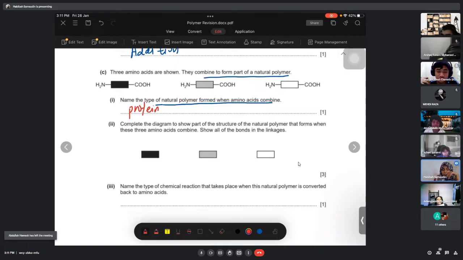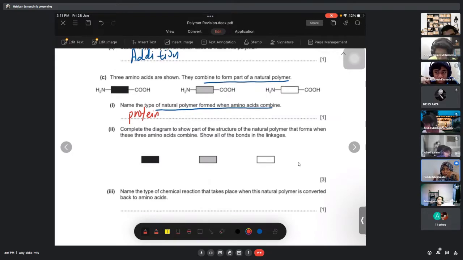And complete the diagram to show the part of the structure of the natural polymer that forms when three amino acids combine. Show all the bonds in the linkage. So in the black box we have C double bond O, and then here you cannot have C double bond, mistake, N. Then you have NH, then NH bonding C double bond O. Check your answer, okay, class? Hydrogen, then C double bond O. Do you get this?